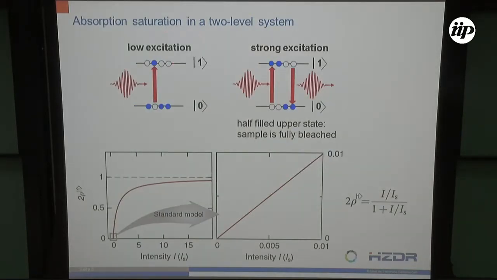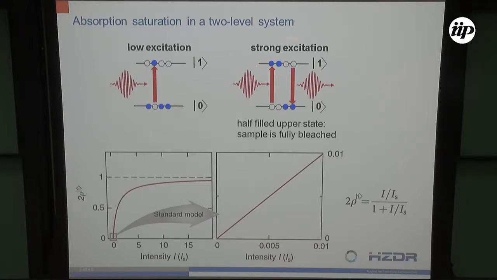As an introduction, let's look at a two-level system. Let's look at the population dynamics in a two-level system. If we weakly excite this system, so initially most electrons sit in the ground state, then the occupation of the upper level will be proportional to the intensity. There will be a linear relation.